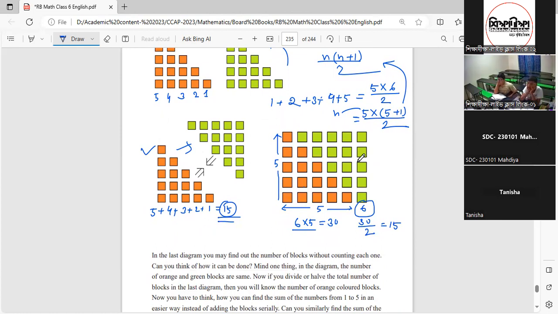So we have the number of blocks 30, 30 divided by 2, that's what, 15.